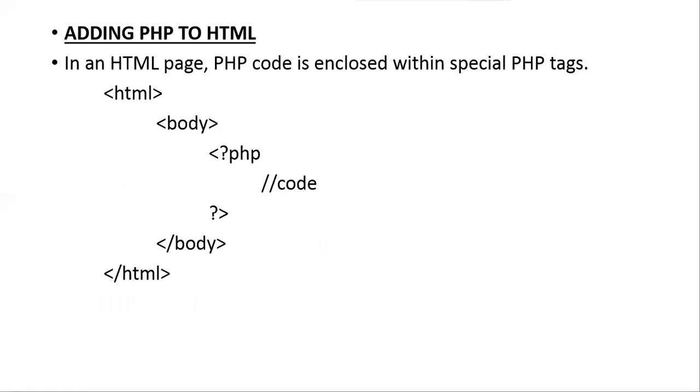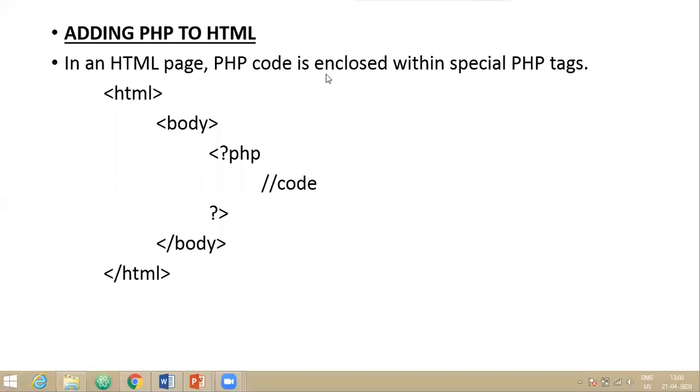Now let us see how to add PHP script to our HTML code. We can see in the example here, the page is started with an HTML tag and ended with the HTML tag. But within the body of the HTML code, we have a PHP script here. So this is an HTML page, and this is the PHP script.